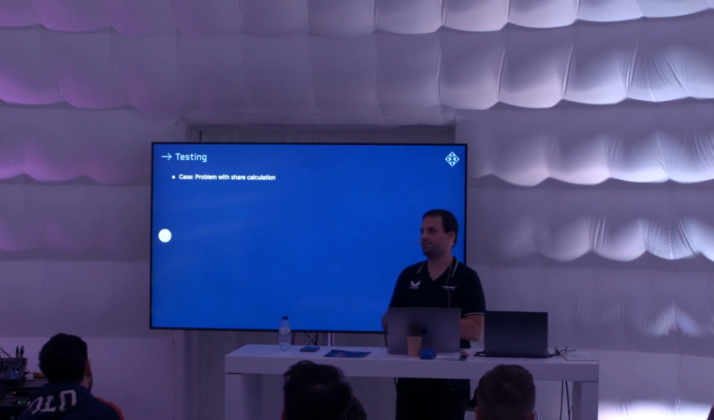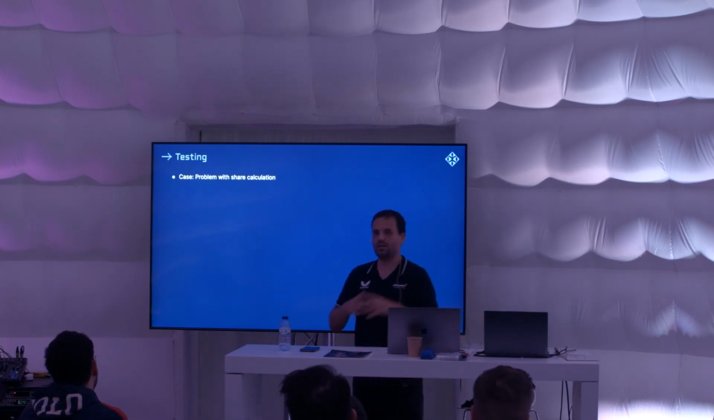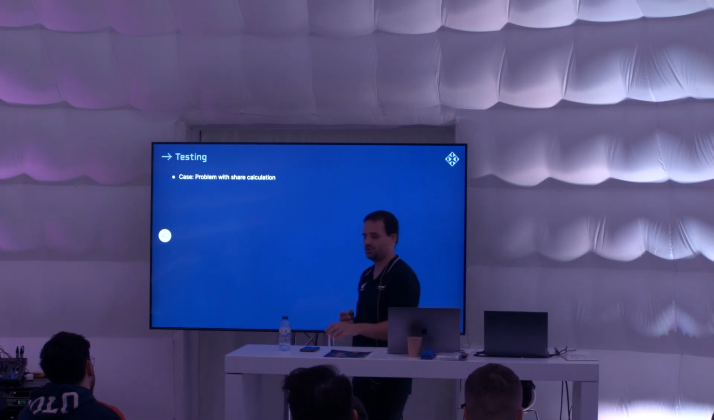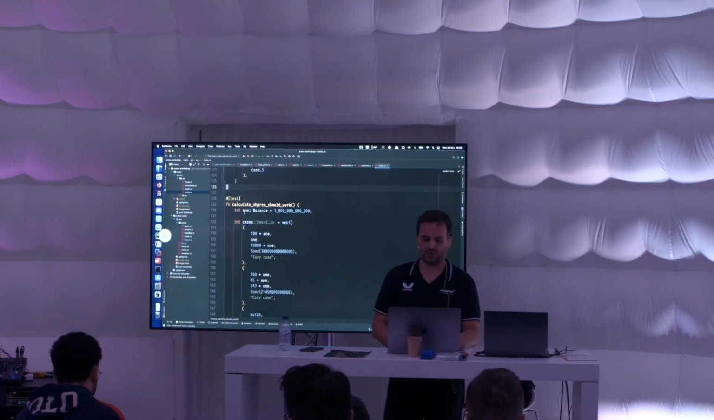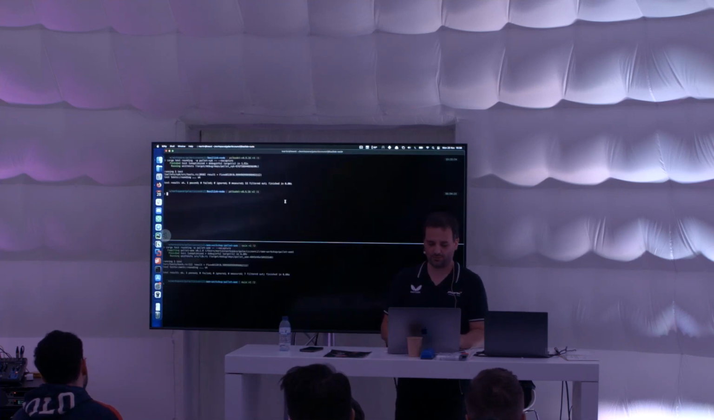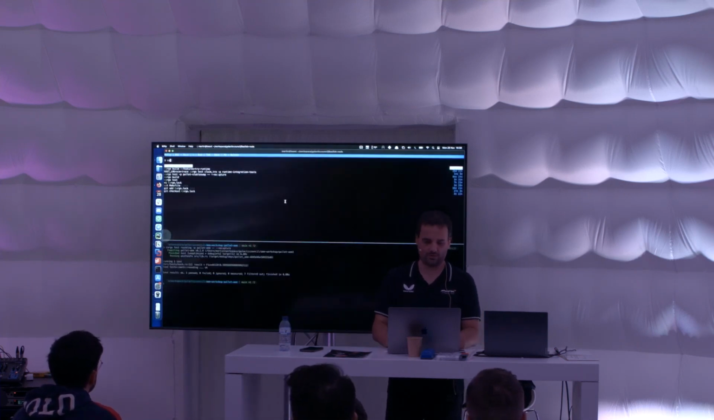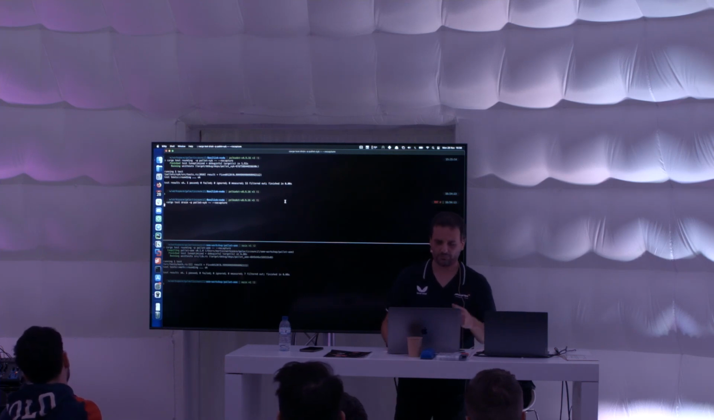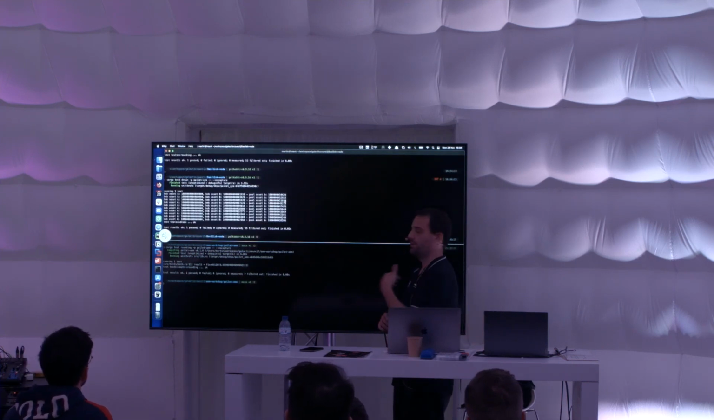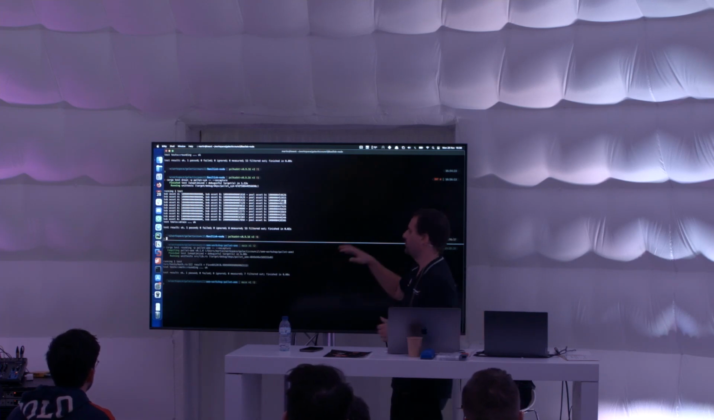All right, so now a brief touch of testing. Like I mentioned at the beginning, we had a problem with the share calculations in our XYK implementation in Basilisk. I can show you what happened. This is what happened before, right? This was the unpatched version.